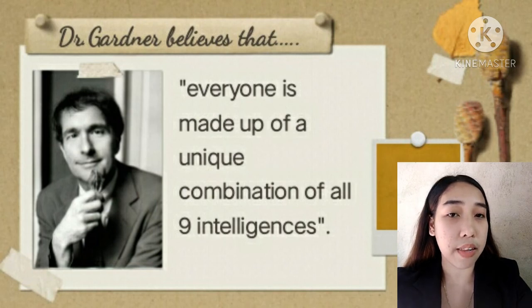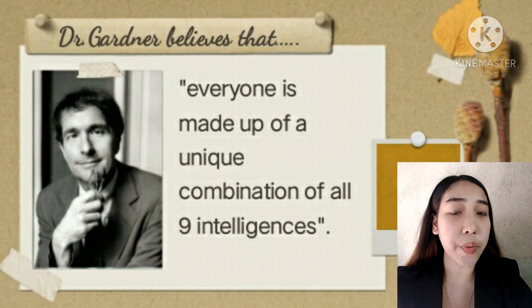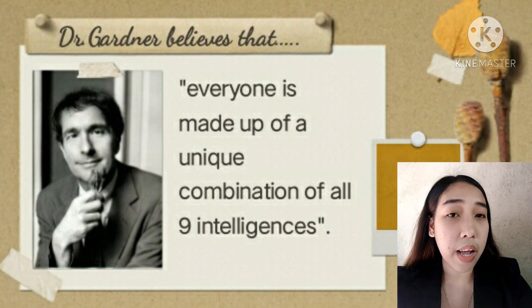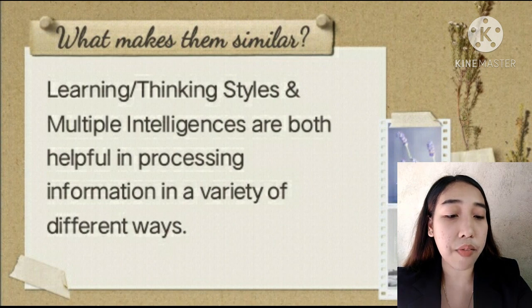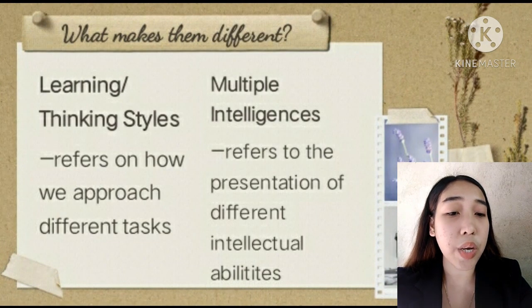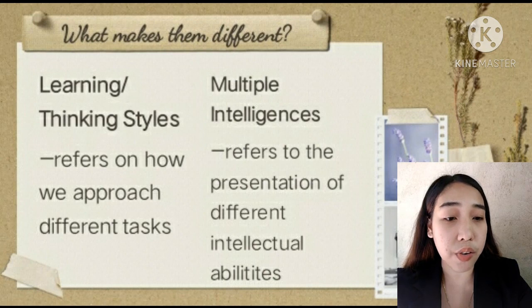You may be wondering whether the two topics that I have discussed are related. It's because both of them process information in a variety of different ways. But we should also take note that learning thinking styles refer to how we approach different tasks, whereas multiple intelligences refer to the representation of different intellectual abilities.